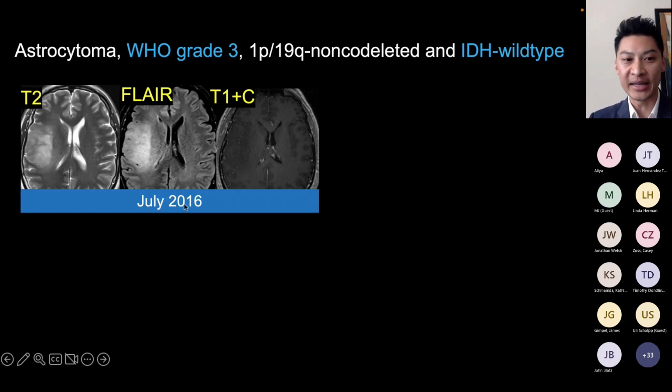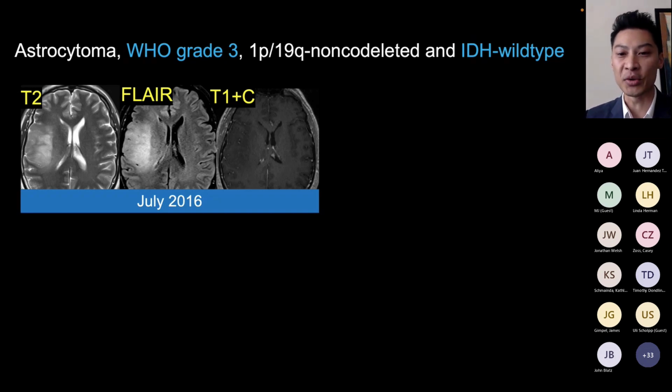This is another grade 3 astrocytoma. On T2 weighted imaging, you can see this infiltrative signal in the right frontal operculum. There's no suppression on FLAIR, and there's no enhancement. So with the absence of the T2 flare mismatch sign, you're concerned that it could be an IDH wild type tumor. After a biopsy, that's what it turned out to be, an IDH wild type astrocytoma, WHO grade 3.